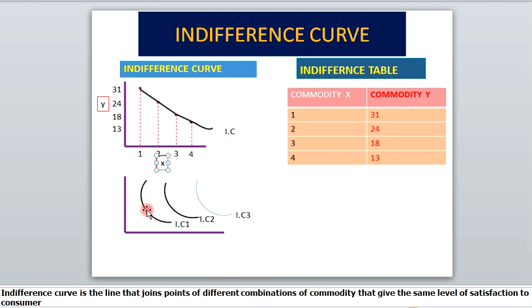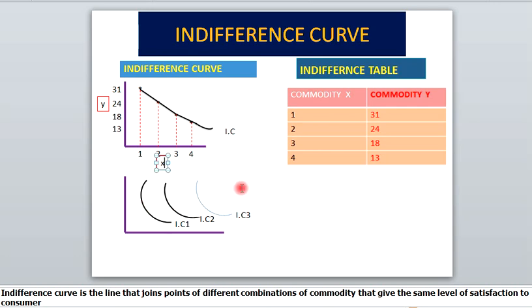The indifference curve that is closest to the origin gives the lowest satisfaction. Like IC1 now, you can see IC1 gives the lowest satisfaction on this indifference map. Now the indifference curve which is farthest from the origin, which is IC3 here, indifference curve 3, shows the highest satisfaction. So this is indifference map. Indifference map is a graph that shows different indifference curves, that is, that shows different levels of satisfaction derived by consumer.